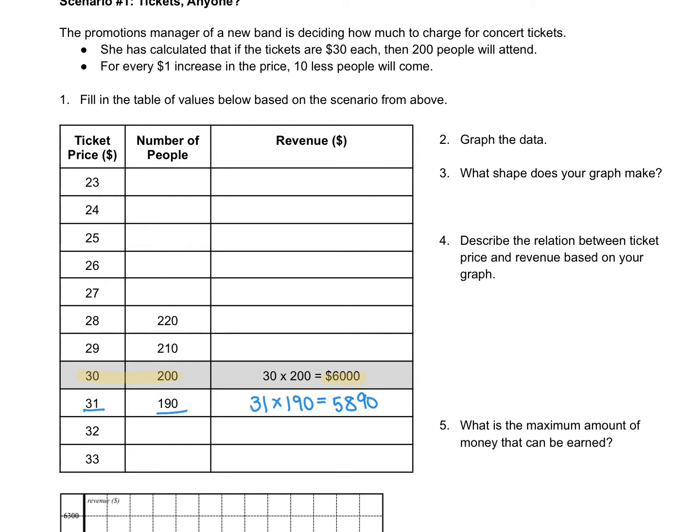So if we increase the price again, $32, the number of people will drop by 10 again. And if we do 32 times 180, we again get a lower number of 5,760. If we increase the price one more time, we will have 170 people. And if we do 33 times 170, we get 5,610. So this is just going downwards. So continuing to increase the price won't do anything. So let's work backwards. Let's decrease the price. Maybe if we decrease the price, enough people will come to make our revenue more.